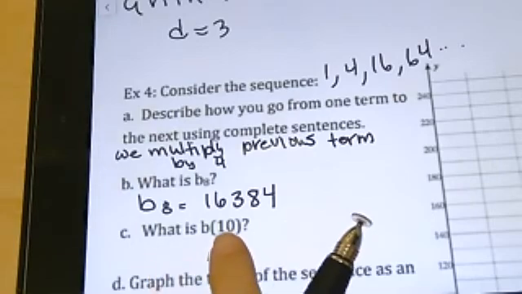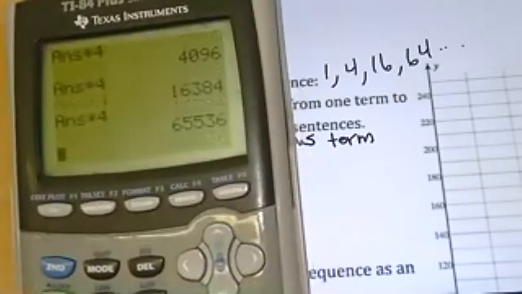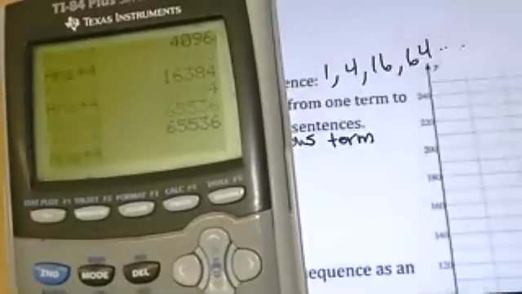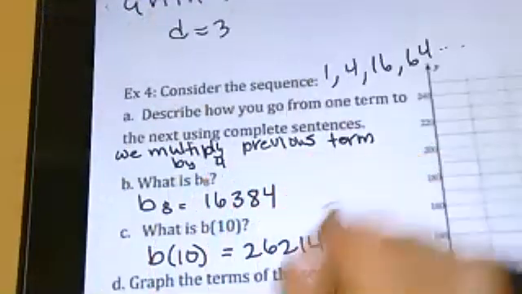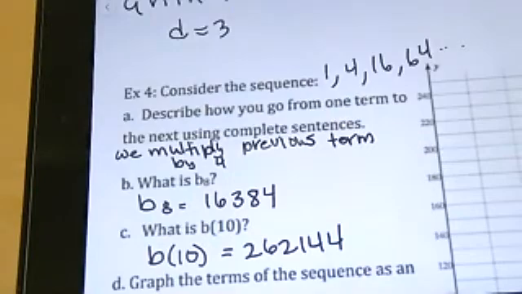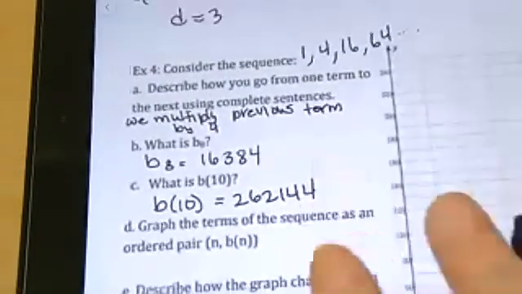This is asking for the 10th term. So if there's my 8th term, I multiply by 4 again. There's my 9th term, and there's my 10th term. So lots of growth very quickly. So that's 262,144. Part D says, let's graph this.